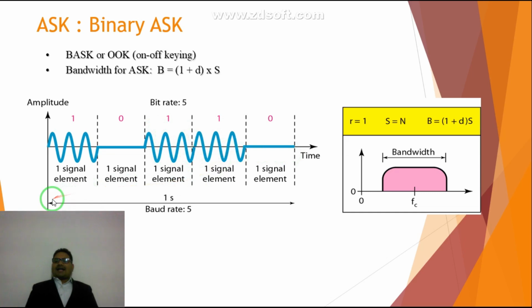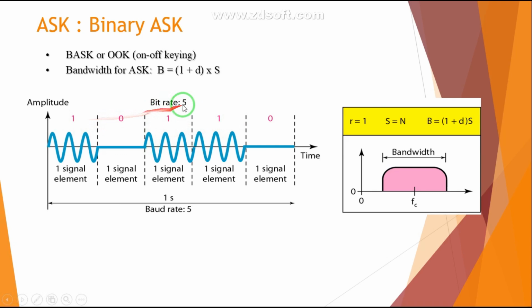So you can see that this represents 1 second. In 1 second, how many bits are going to be transmitted? 1, 2, 3, 4, 5. 5 bits are going to be transmitted, guys. So what is the bit rate? 5. But since each signal element contains only 1 bit, how many signal elements are going to travel? 5 signal elements. So baud rate is also equal to 5. Understood, guys? That is ASK, and the bit rate and baud rate.